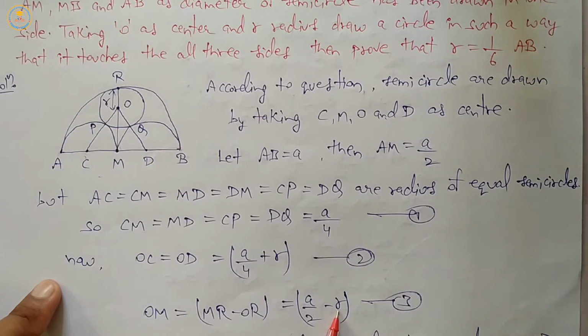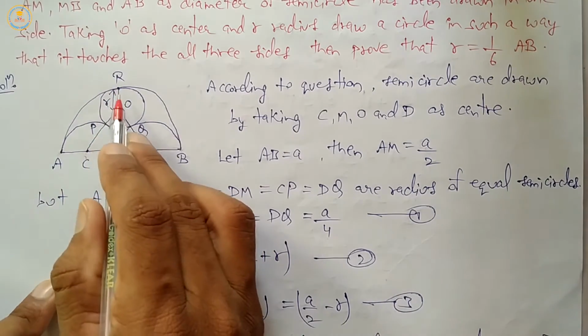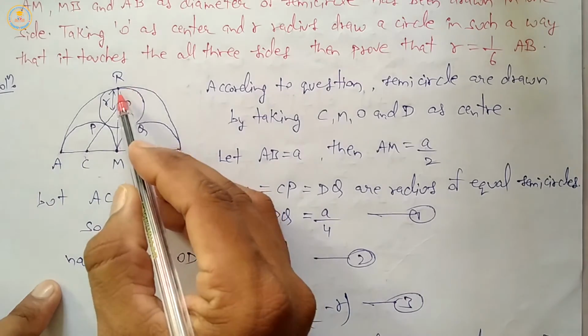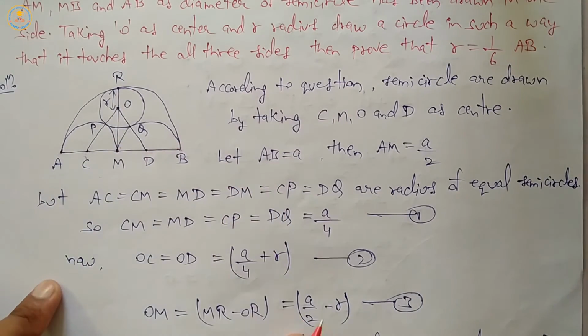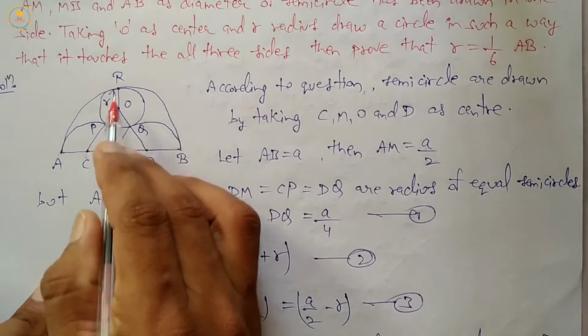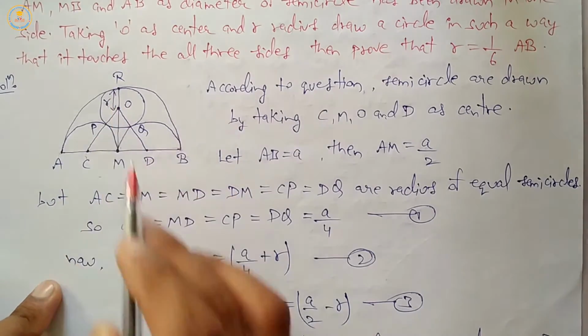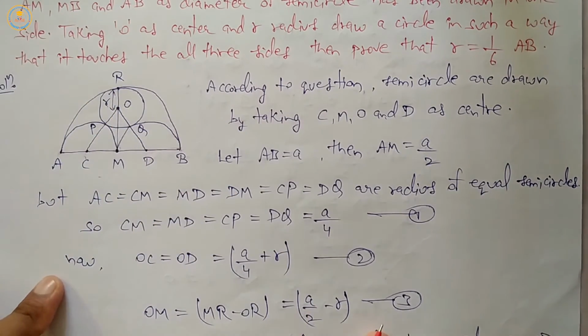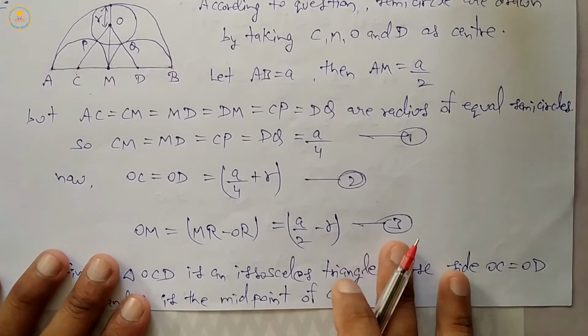So this one is R. Now MR minus OR, that is MR total minus OR. MR is the radius, half of a, which means a by 2 minus r. So a by 2 minus r is the third equation.